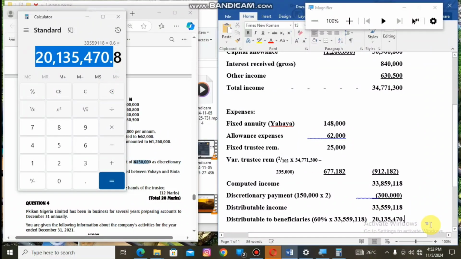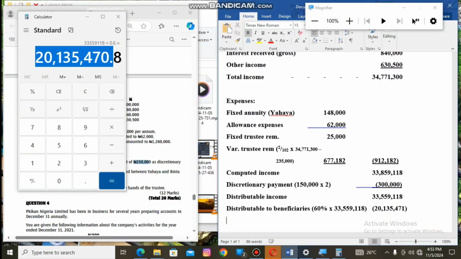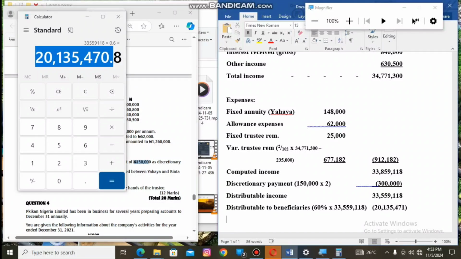So when you deduct this amount from the total distributable income, the amount left is the income in the hands of the trustee. The income in the hands of the trustee. So that becomes your final answer.